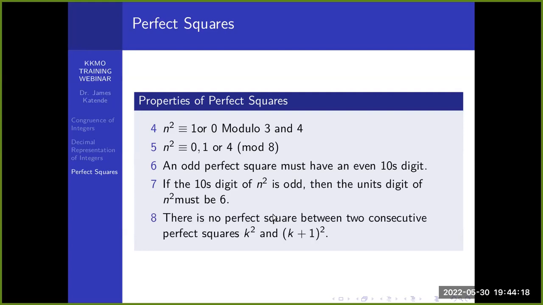So then the last property that we can consider is that if you have any two consecutive perfect squares, then there's no other perfect square in between. For instance, 2 squared is 4, then the next perfect square is 3 squared, which is 9. So between 4 and 9, there can't be any other perfect square. From 9, the next one will be 4 squared, which is 16, so between 9 and 16, there can't be any other perfect square. And this goes on in that fashion.